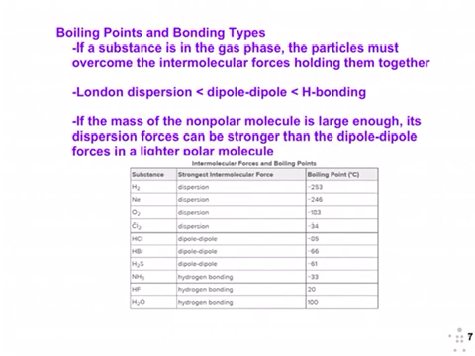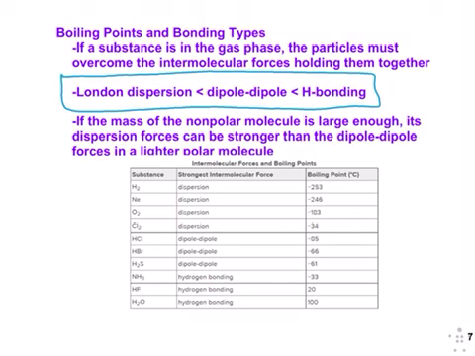All right, two slides left. Boiling points and bonding types. If a substance is in the gaseous phase, the particles must overcome the intermolecular forces holding them together, which we talked about on the other slide where we had the iodine having the greatest intermolecular forces. So this is your order of strength right here. London dispersion forces are weaker than dipole-dipole, which are then weaker than hydrogen bonding. So if you're ever asked which is your strongest, you would say hydrogen.